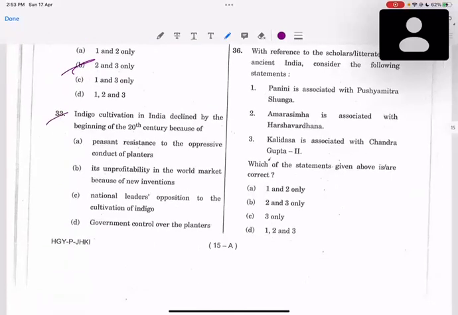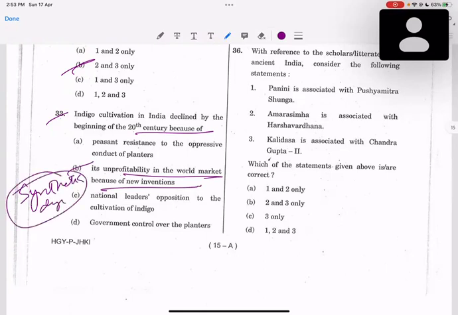All right. Indigo cultivation in India declined by the beginning of the 20th century because of... an easy question. You shouldn't face any problem, because of its unprofitability in the world market because of the invention. Synthetic dyes were discovered. Right. And indigo was also known, as you should be well aware, as blue gold, because it brought fortunes for the British as well as indigo planters and cultivators.